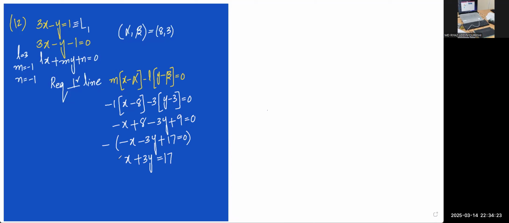If it is L1, this is represented with L1. Now this is L2. It is our second line. First bit answer, equation of L2 passing through P. Got it?